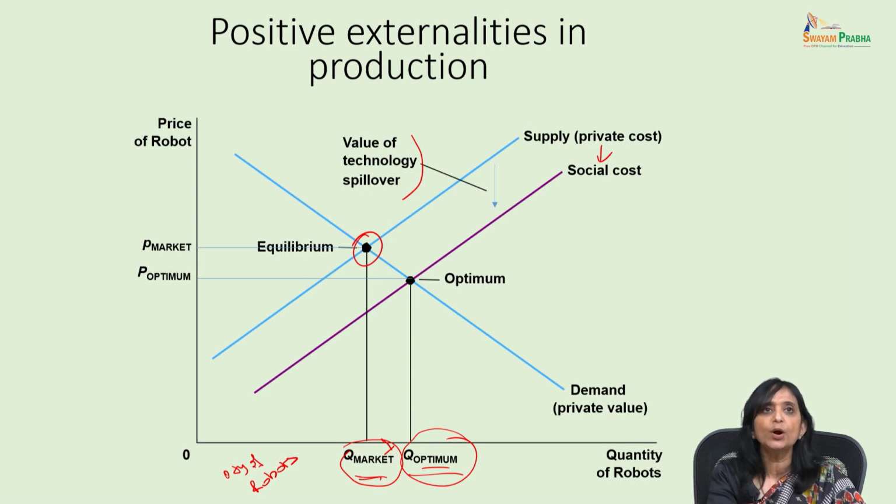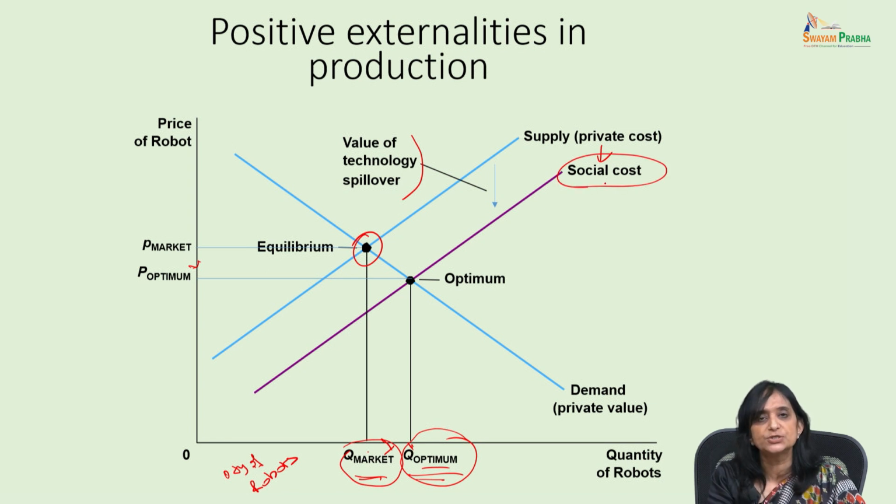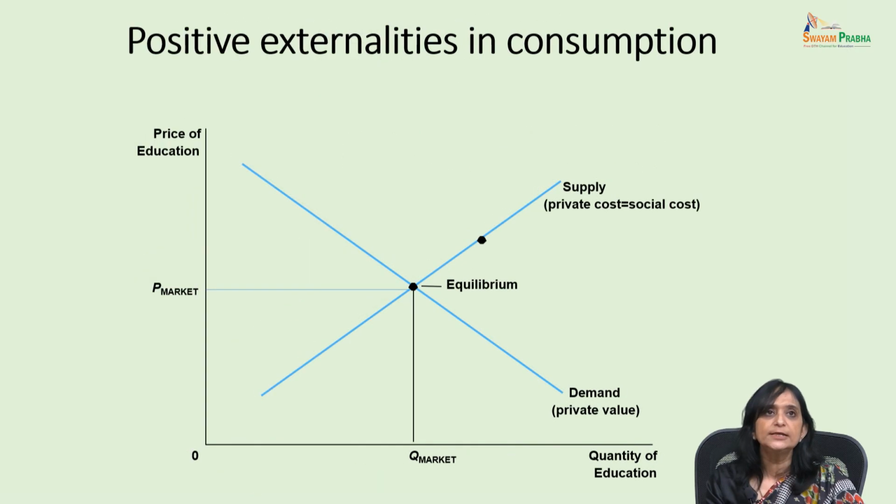So if we take into account this positive externality of production, we should have been producing more at a lower cost. So this means all those production processes which are creating positive externalities, if they are left on the market, the market will make them produce less than what the society desires. Hence, we have to take into account this social cost when we are making a production decision in such a case. Similarly, we can have positive externality in consumption as well.